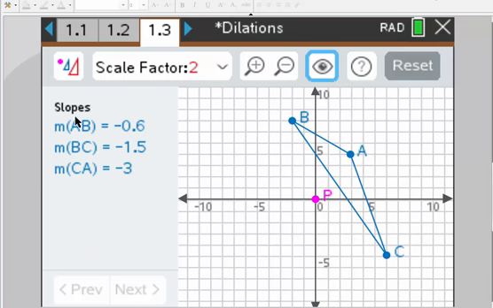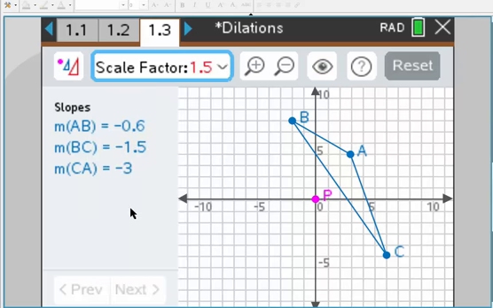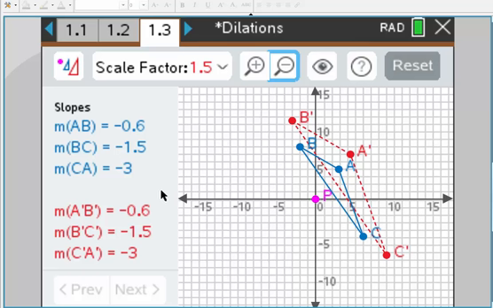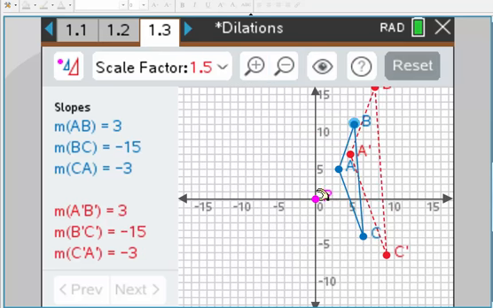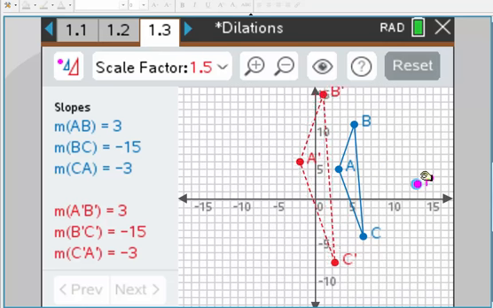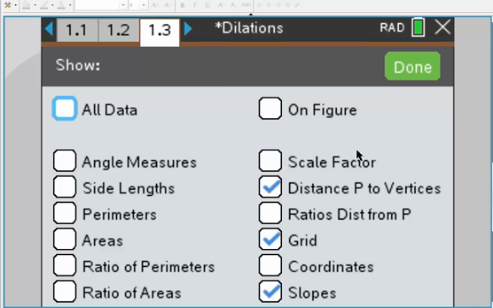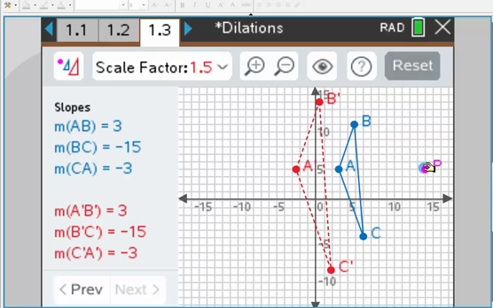Let's turn on the slopes part of this one here. So it gives me the slopes of sides. And when I do a scale factor, let's try a scale factor of 1.5 this time. Okay, dilate this about point P with a scale factor of 1.5. You can see that the slopes of the corresponding sides are equal, which means that the lines would be parallel. And if I grab point P and move it, it seems to remain the same. Notice P could be on one of the vertices, in the interior, or in the exterior. And again, I could bring in the distance from P to the vertices. You can see that.